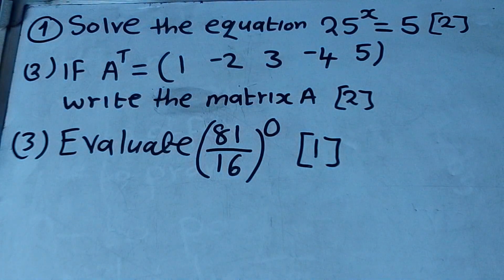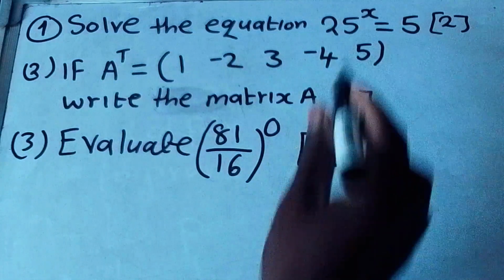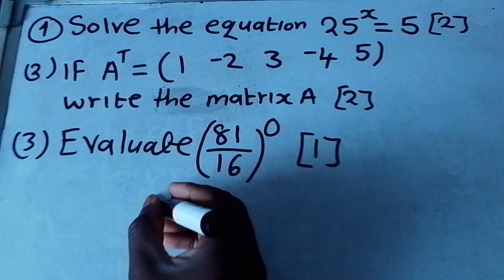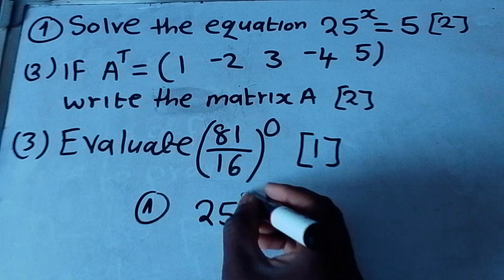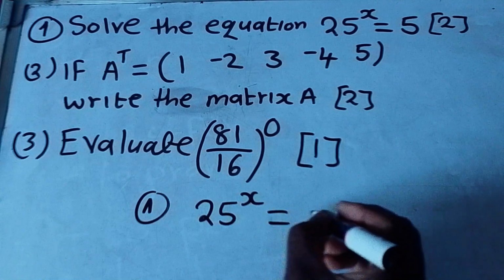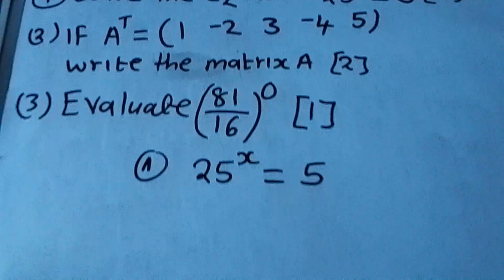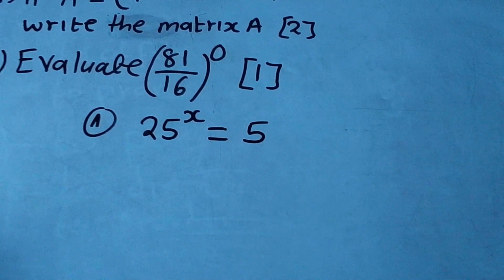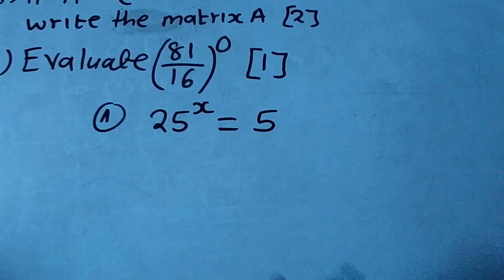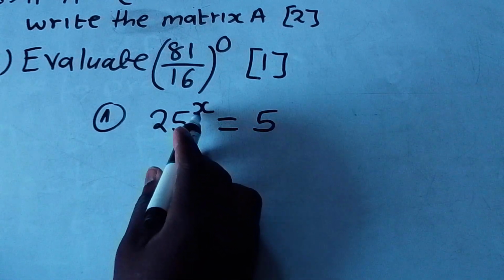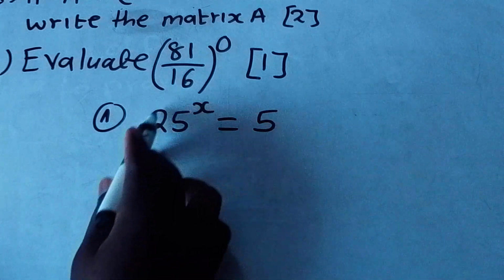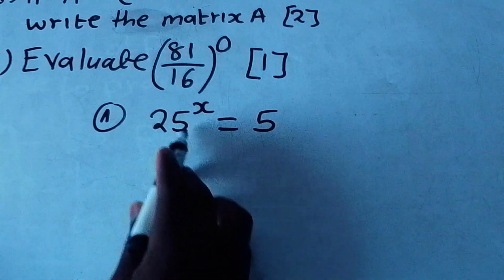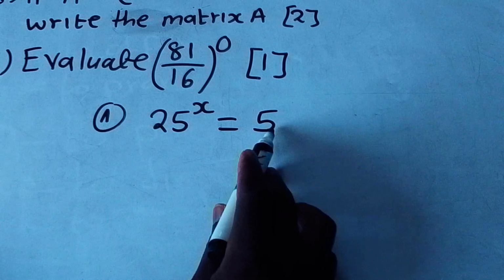So let's start. We'll start with the first question, which is solve the equation, number 1. 25 to the power x equals 5, like this. So this is the question, as you can see. Have you seen this, 25 to the power x equals to what? 5. So they want you to make 25 have the same base as 5.